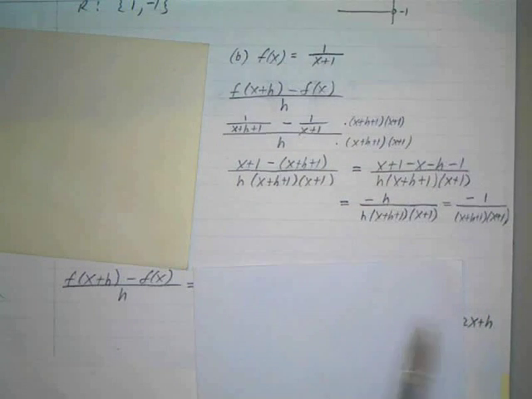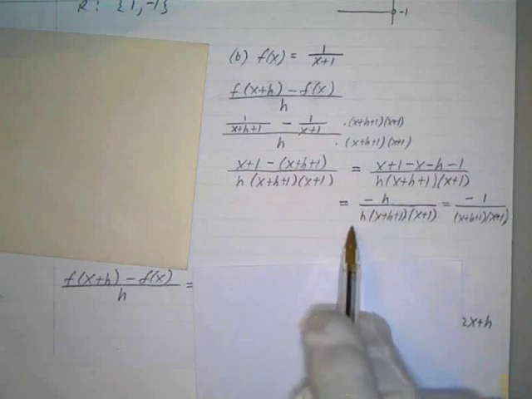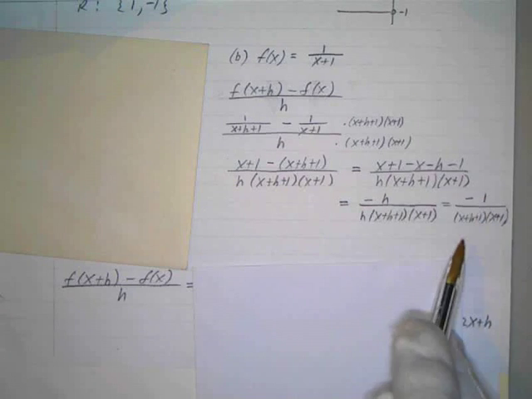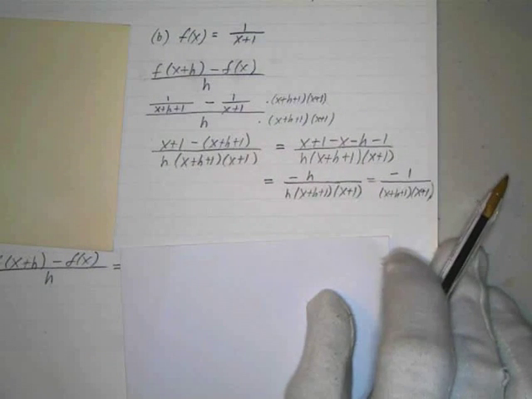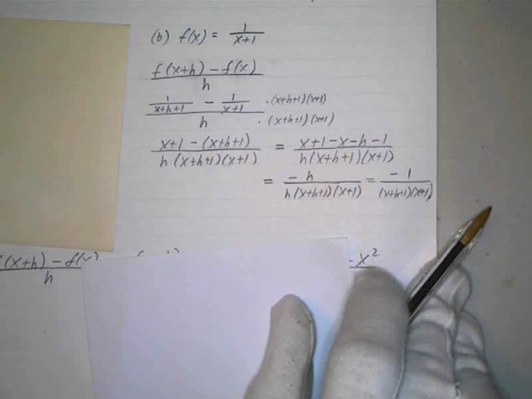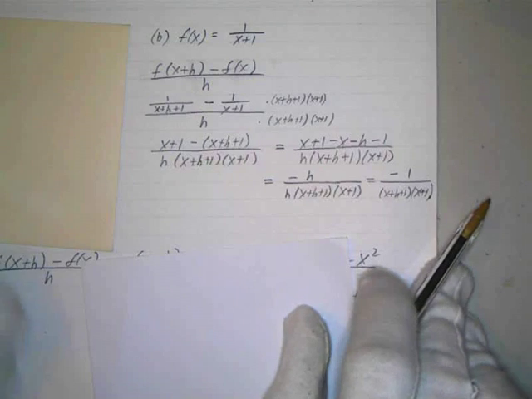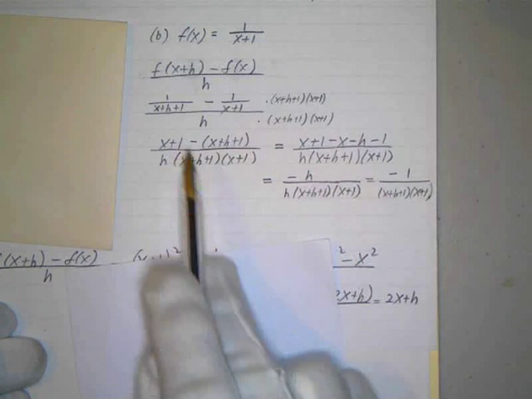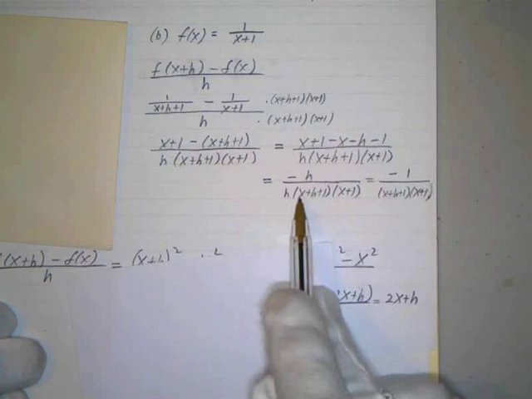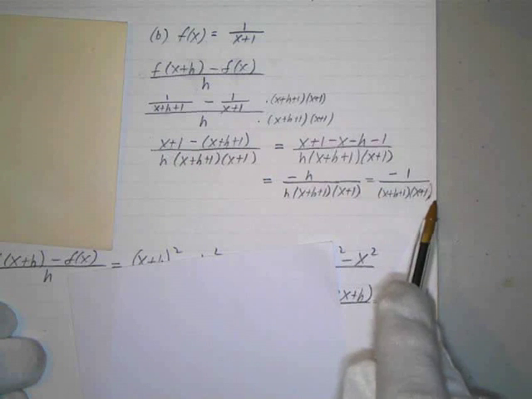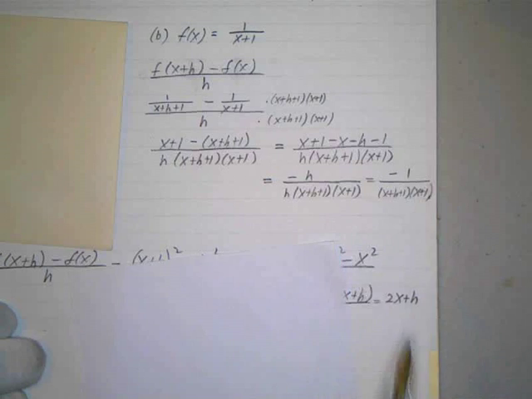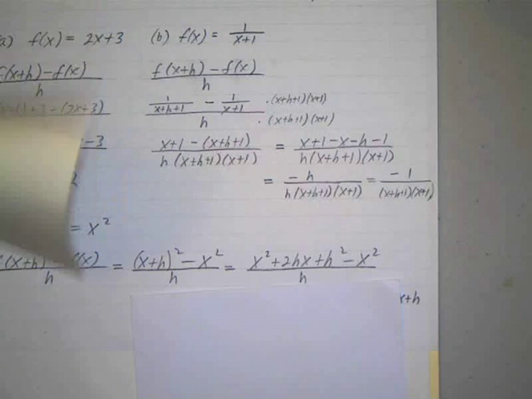And then you can see what happens. The h's cancel, so we just end up with negative 1 over, and this is the trinomial. So again, the h's cancel, so we got negative 1 over just the trinomial x plus h plus 1 times the binomial x plus 1. There's your final answer. Okay.